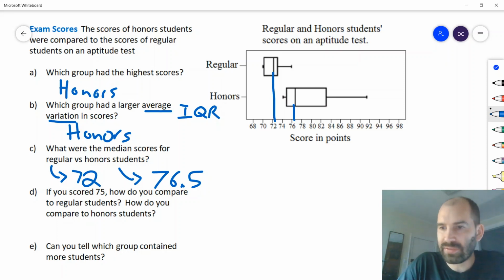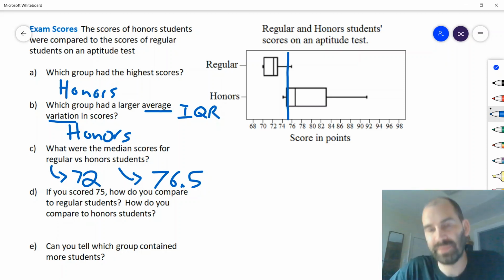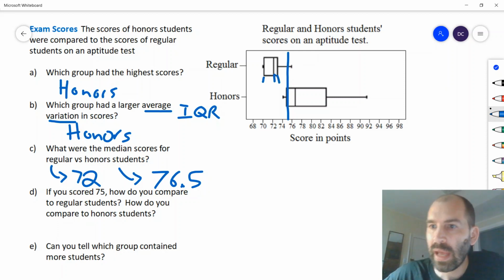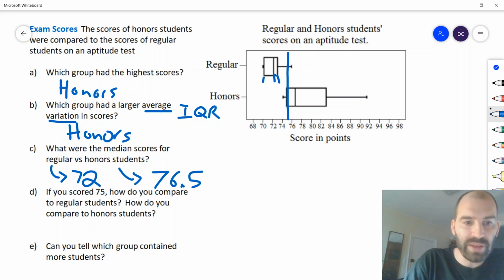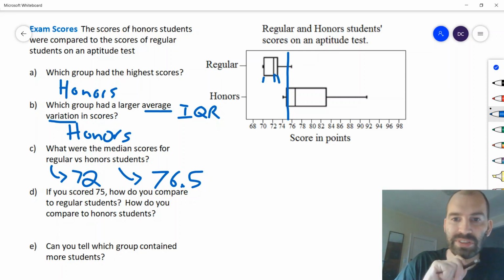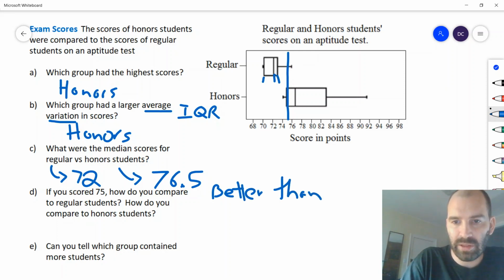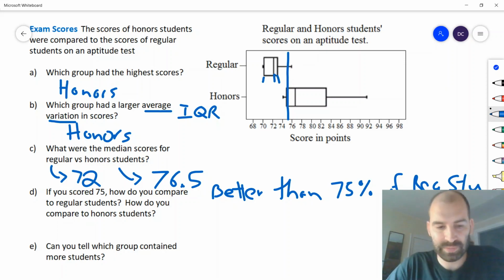If you scored 75, how do you compare to regular students? And how do you compare to honors students? If you score 75, then your score is right there. Okay, well, how do you compare to regular students? Well, look, the first 1, 2, 3 quartiles are all less than your score. How much data is less than the third quartile? 75% of the data. That's what the third quartile means. So if you scored 75, you did better than 75% of regular students.